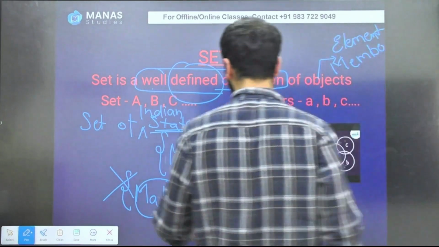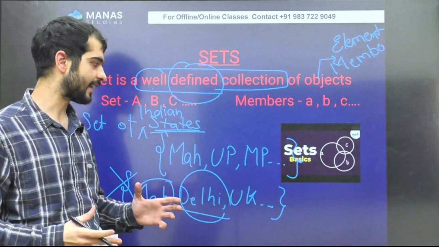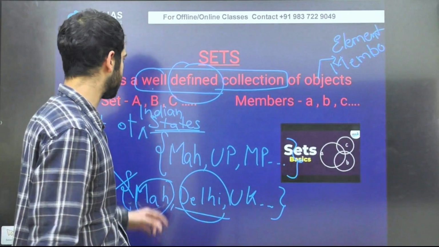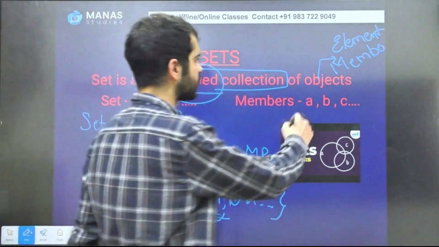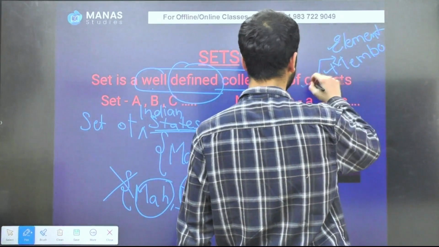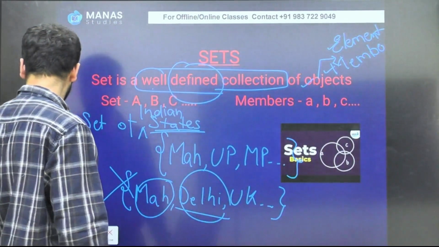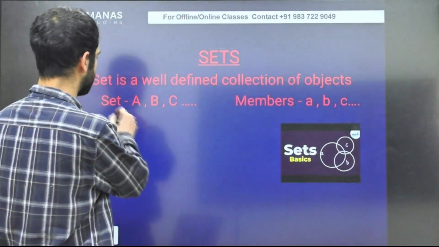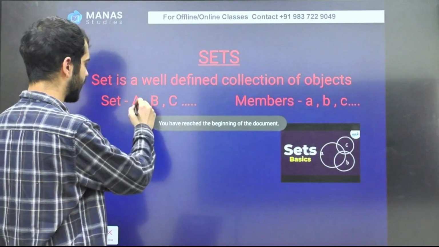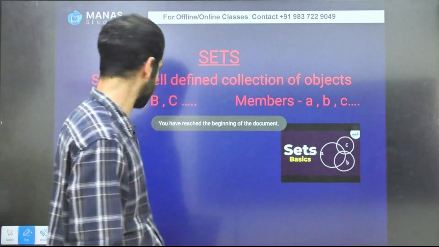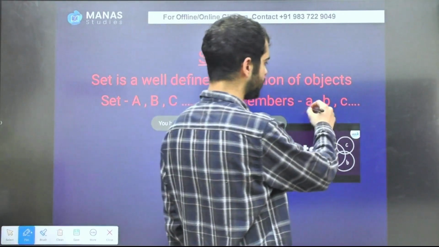A set is like a family that shares some common characteristics. Those common characteristics should be well defined, and the members of the family are also known as elements or objects. Generally, a set is denoted by capital letters A, B, C, and so on. The members are generally denoted by lowercase letters.